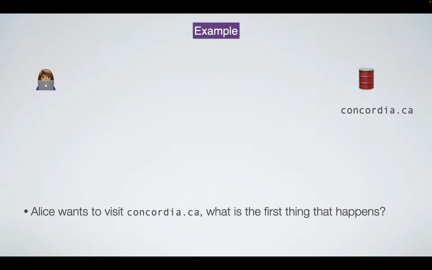So let's say I want to go to a destination, concordia.ca. How do I do it? So I type concordia.ca in my browser. I hit the enter key on my browser. What does my computer do? How does my packet get to concordia.ca? Okay, so the first thing I'll do is talk to DNS. Okay, so what does DNS do exactly?